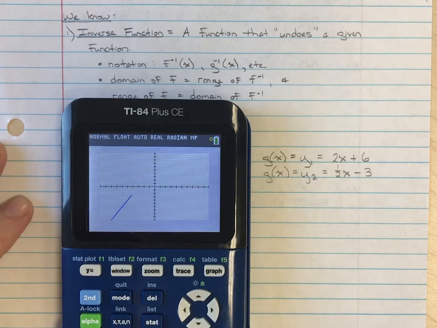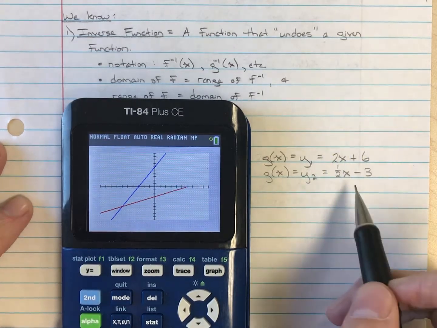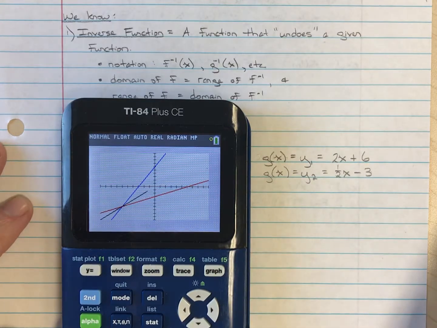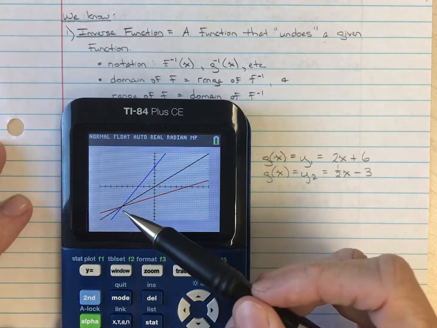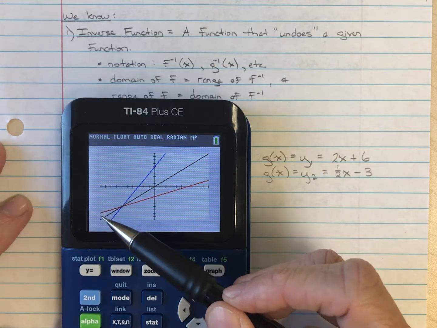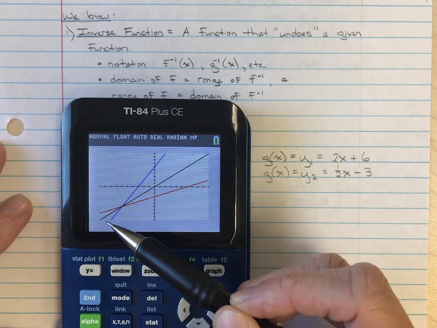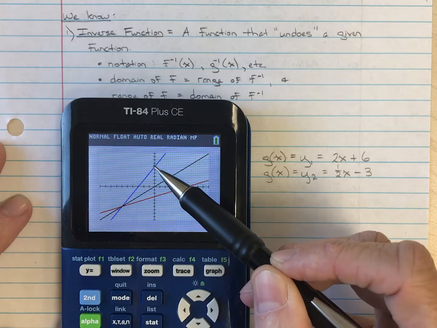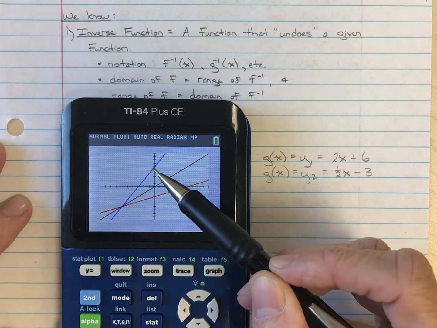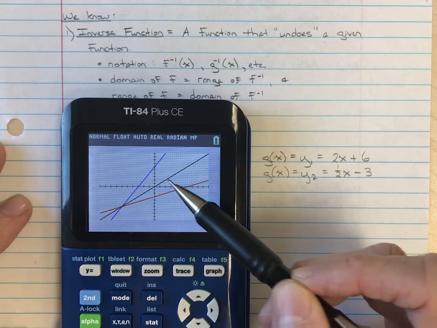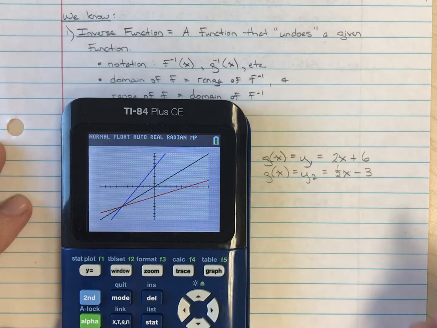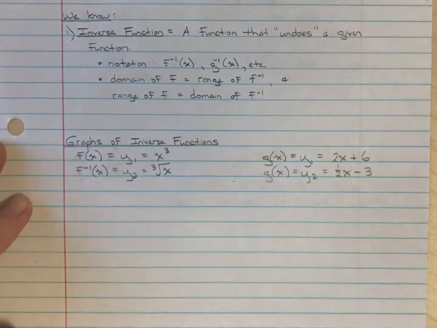Okay, so here's the first one, 2x plus 6. Here's the second one, 1/2 x minus 3, right here. And here comes y equals x. And again, pretty clearly, they're symmetrical. Okay, they intersect here, but the distance that the red is from the black is equal to the distance the blue is from the black. The distance of blue from black is the same as red from black. So they are symmetrical about the line y equals x.